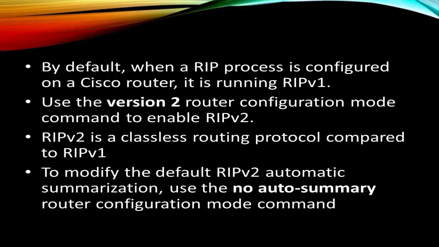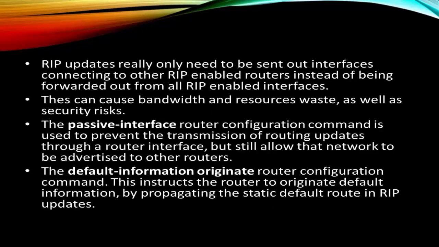By default, the RIP process is configured to run version 1 RIP. We use version 2 in router configuration mode to enable RIP version 2. This is a classless routing protocol compared to the classful RIP version 1. To modify the default RIP version 2 automatic summarization, we use the no auto-summary router configuration mode command.